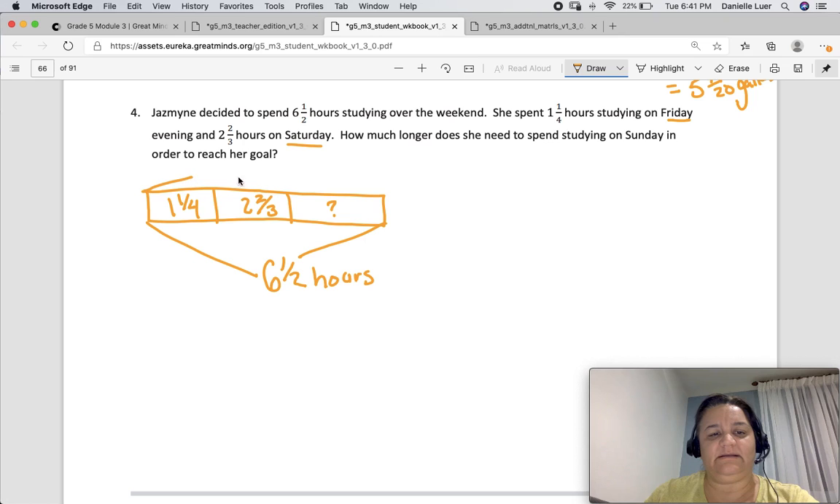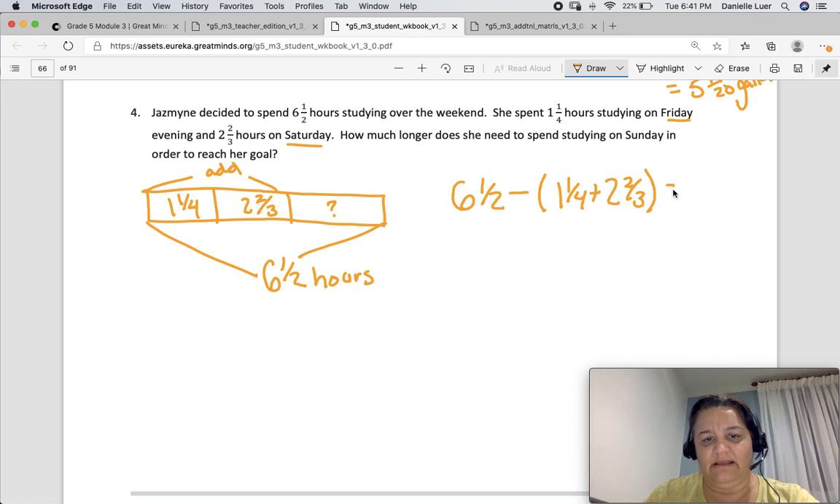So this is an addition problem. Okay. And this is going to be a subtraction problem. So 6.5 is our goal, minus 1 1/4 plus 2 2/3 equals our answer. Okay? So we have to add these and then subtract them from the whole thing. So this is a two-step problem. First we're going to do the addition because anything in parentheses goes first. So our common denominator is going to be 12.